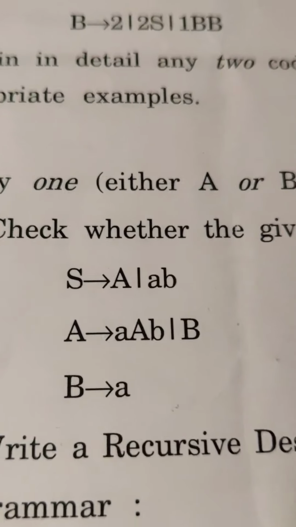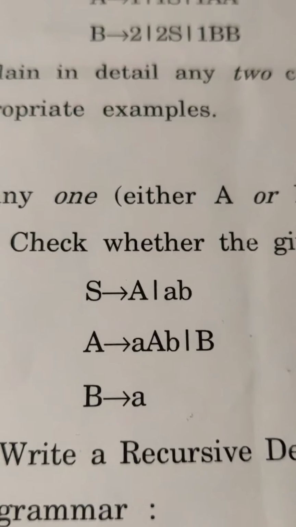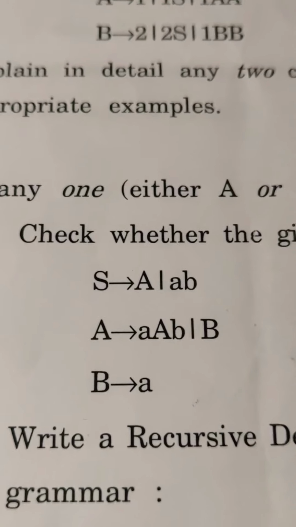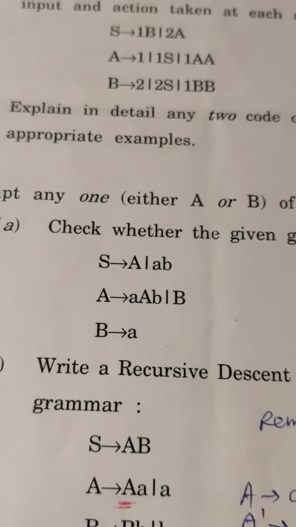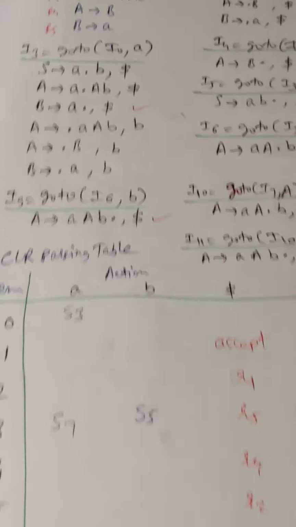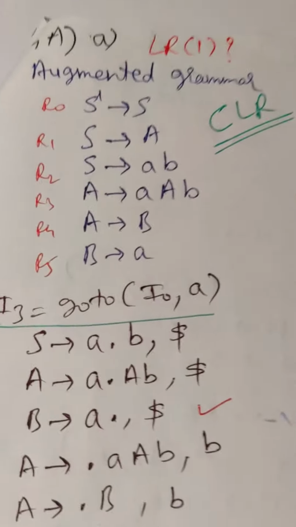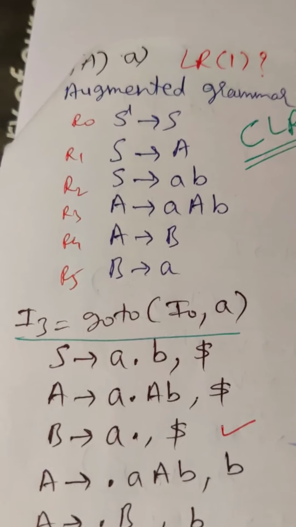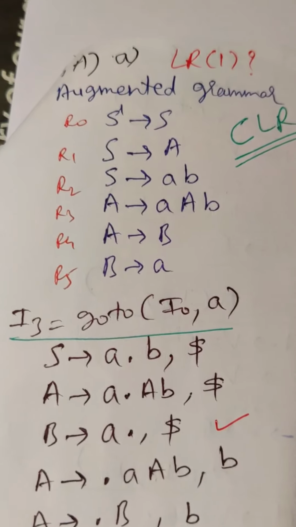They haven't mentioned this time which CLR or LR to use, so we will go for SLR, we will go for a CLR, that is a canonical LR. I already have a solution done. So first, I'm going for CLR. The first step is to augment the grammar.